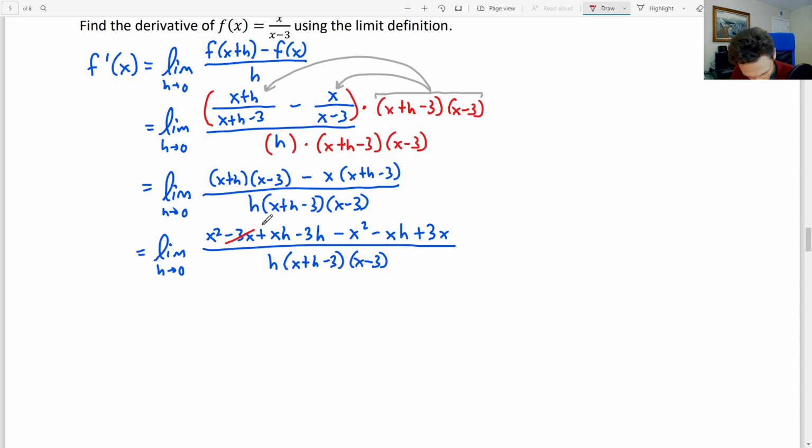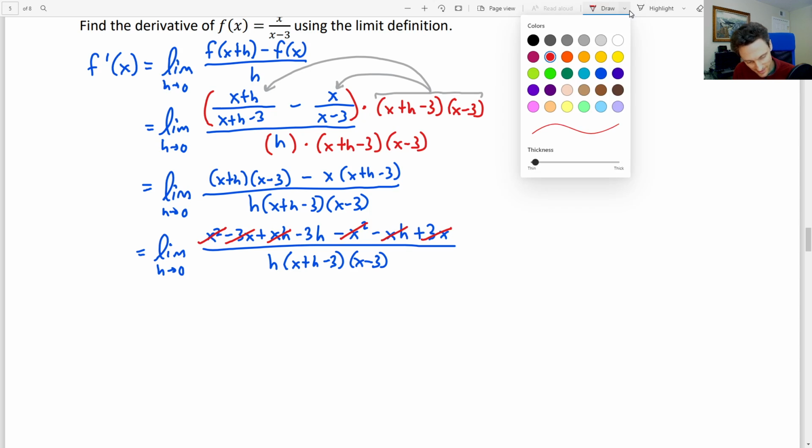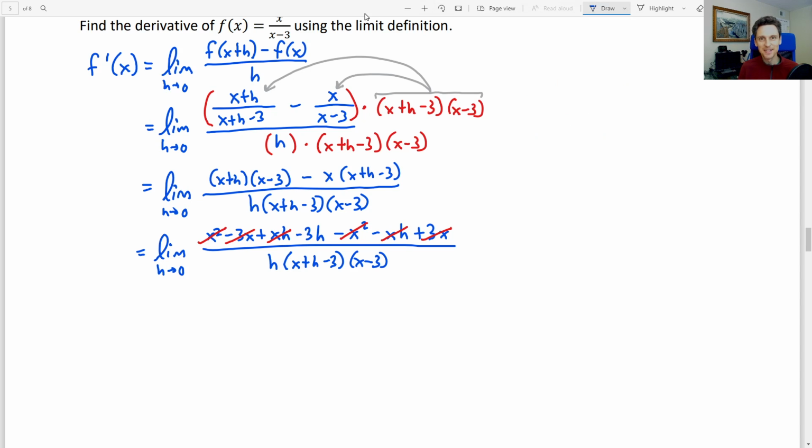Let's see. Negative 3x, positive 3x. x squared, xh, xh. It's kind of fun, actually. And then after the dust clears on the top, we have negative 3h. There's our factor of h that we need to cancel off with the h on the bottom. So things are looking great.